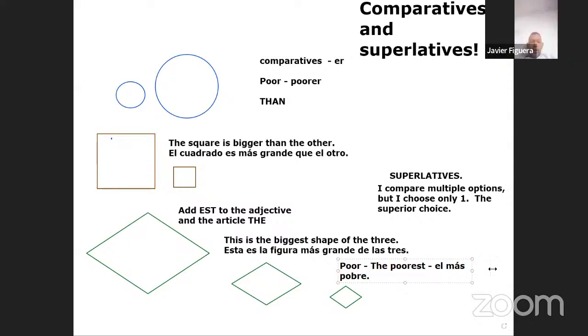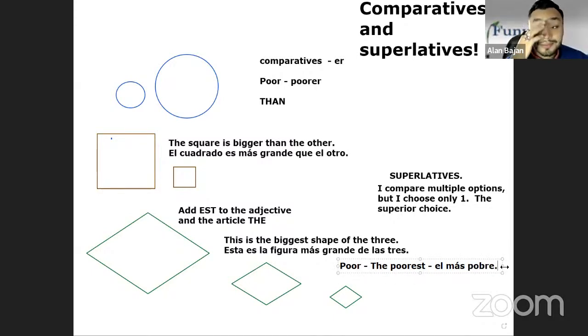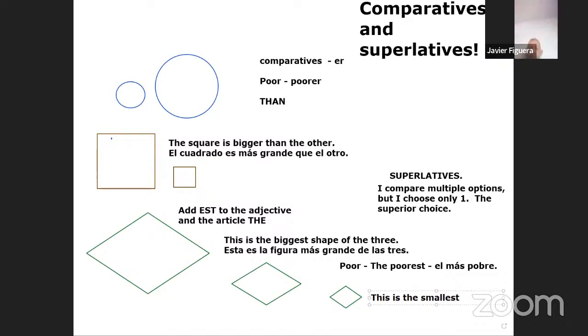Teacher, can I say this is the smallest shape of the three? Yes, to refer to the smallest. To build the superlative, I add est to the adjective and the article the. This is the smallest shape of the three.